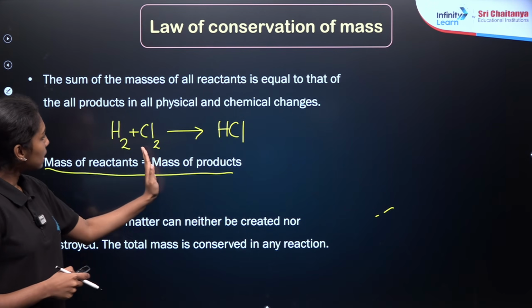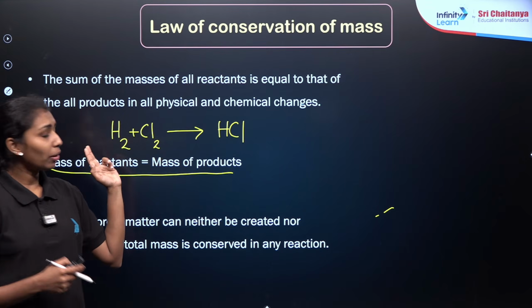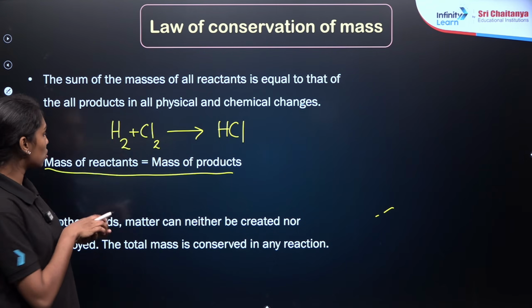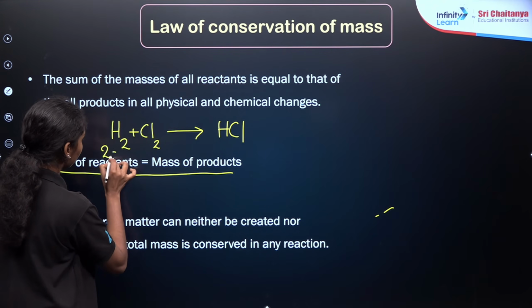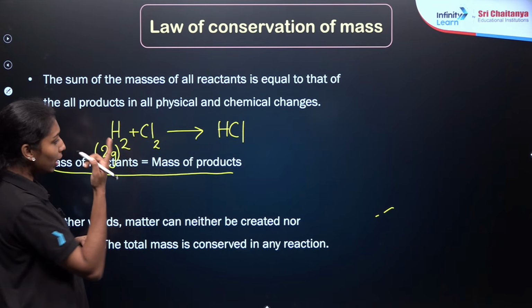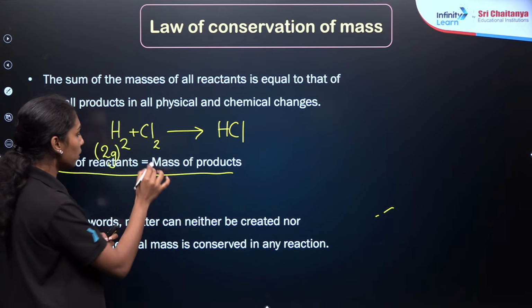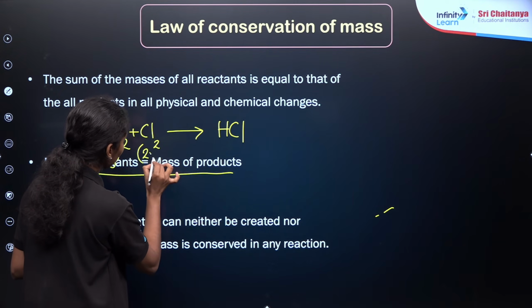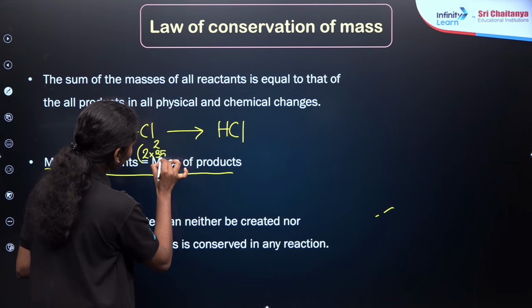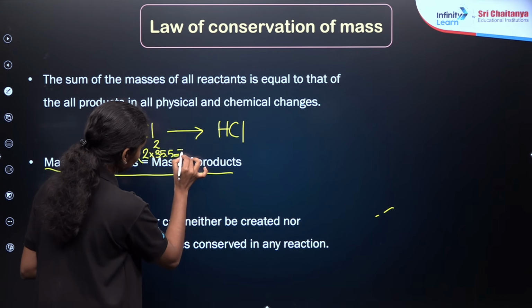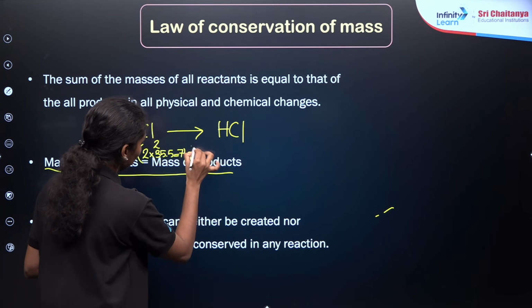Okay, in the case of hydrogen plus chlorine, it is forming HCl, right? If I take the mass of hydrogen here, it is 2 grams, right? One hydrogen is 1 gram, so here it is 2 grams. Then one chlorine atom is 35.5 grams. So if I take 2 chlorine atoms, it is 2 into 35.5, that is 71 grams, right? Just for representation I am giving this here.